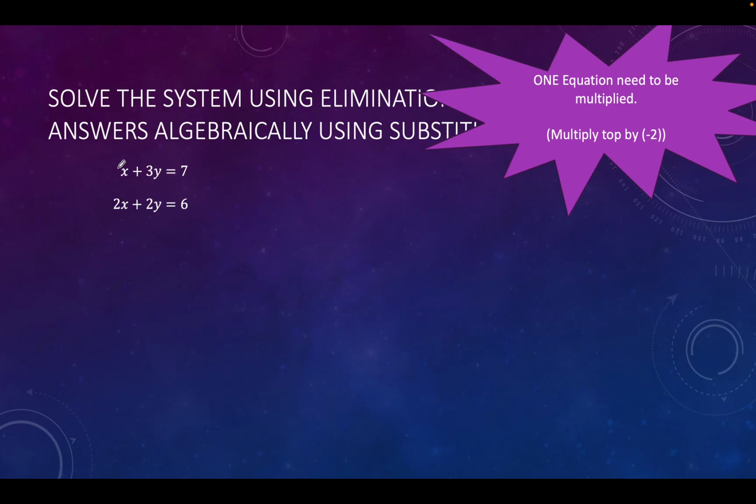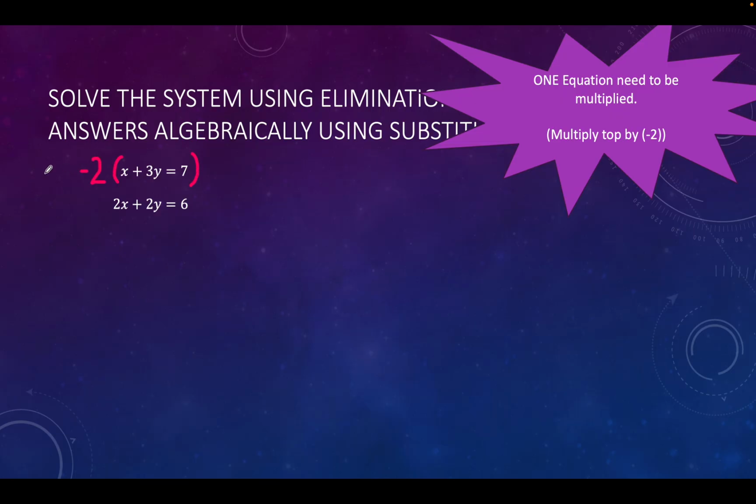If we multiply the top equation by a negative 2, that would leave us with a negative 2 on top and a positive 2 on the bottom. That's how we could cancel out the x's. There's a way to do the y's where we'd have to multiply both equations. This is a scenario where we only have to multiply one equation.